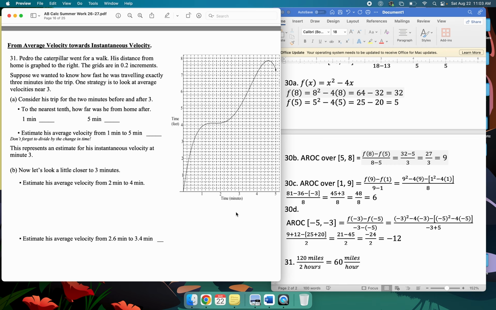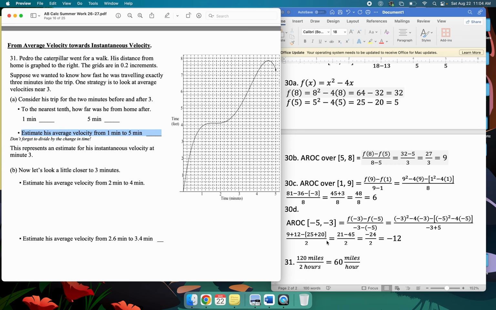In other words, we're saying, let's suppose we want to know what is the instantaneous velocity 3 minutes into the trip. Like, what is Pedro's speedometer reading 3 minutes into the trip? That's not an average velocity computed over some span of time. That's a velocity that is thinking about how fast you're going at one particular instant. And so what we're going to do is approximate that unknown number by looking at average velocities near 3. All right. So I'm going to jump directly to this question here.